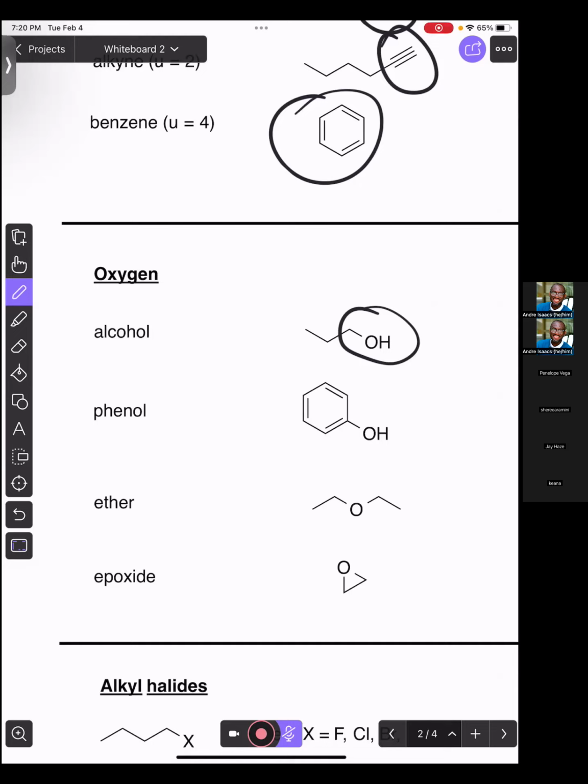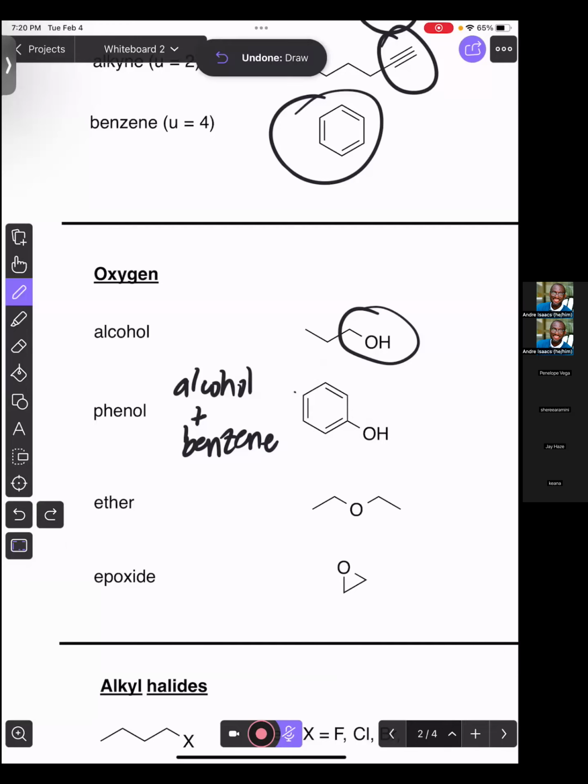Here is another functional group. This is a specialized one. This is what we call a phenol. A phenol is really an alcohol plus benzene, okay? So it's benzene with an alcohol. So it's benzene and an OH. You can see it here. Here's the benzene. Here's the OH. Together, they give you a new name, and we call that a phenol.